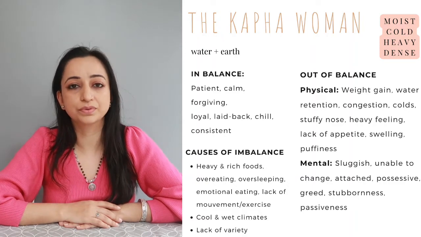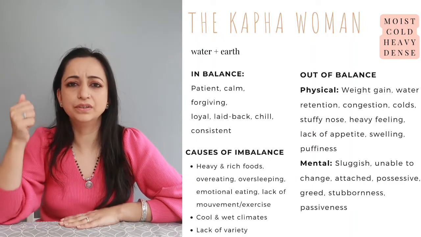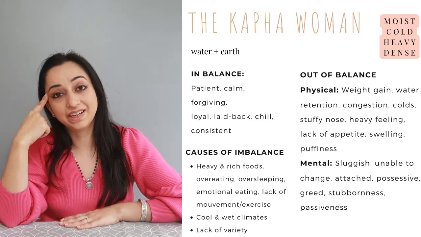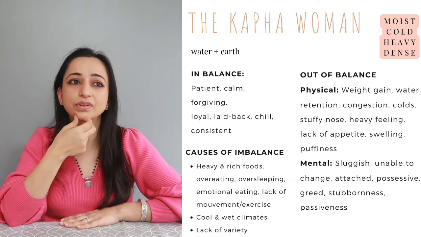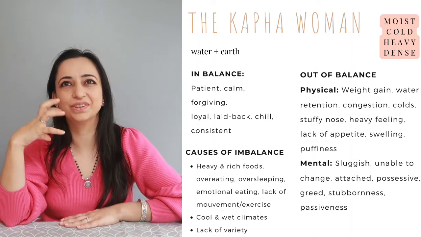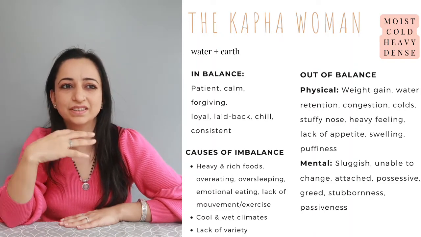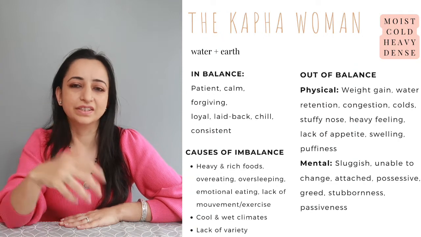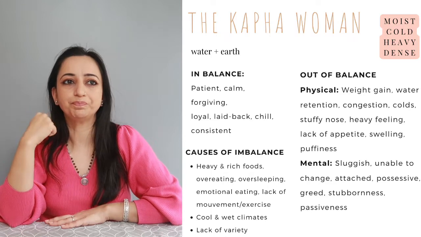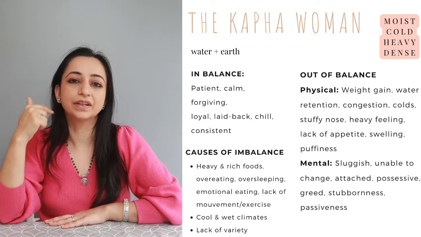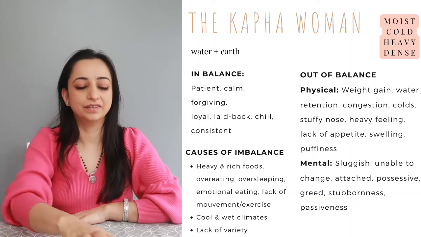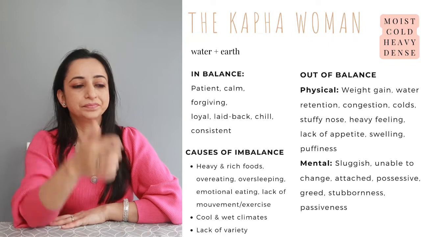Swelling and puffiness are also symptoms of kapha. Then mentally you can feel sluggish, like you can't think right, you just want to lie down and sleep, and you struggle to change because you have the qualities of earth, which is very dense and stable, and they struggle to move on to the next thing. They get very attached and possessive. There's stubbornness, greed, passiveness, and laziness in imbalanced kapha.